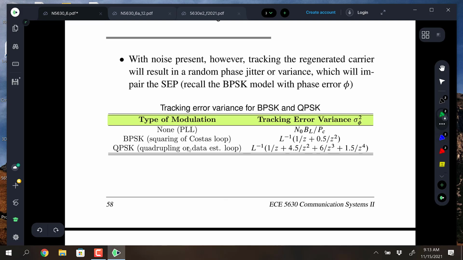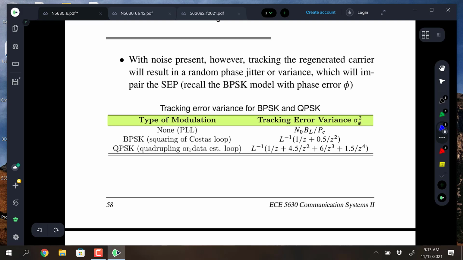If my pen will decide to start working again, and it's not. Well, I'll do it this way. It's supposed to say squaring or Costas loop.